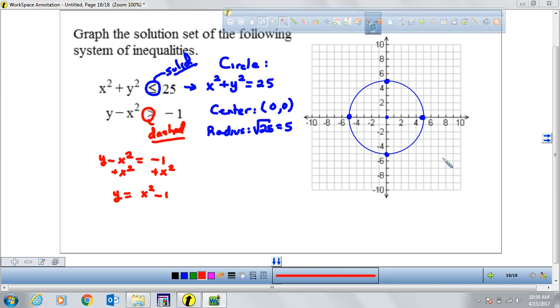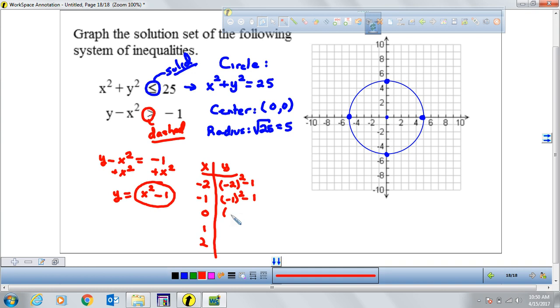And then we need to graph it, and I believe the simplest way for us to graph this parabola is by using the table as we used to do before. I'm just going to do my -2, -1, 0, 1, and 2 as usual, and I'm going to substitute them into the equation. The equation is y equals x squared minus 1. So x is -2, squared minus 1; x is -1, squared minus 1; x is 0, squared minus 1; x is 1, squared minus 1; and x is 2, squared minus 1.